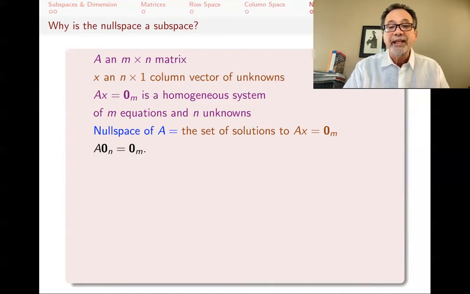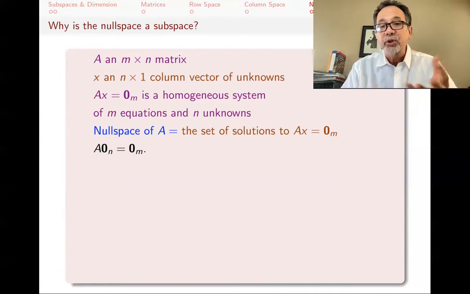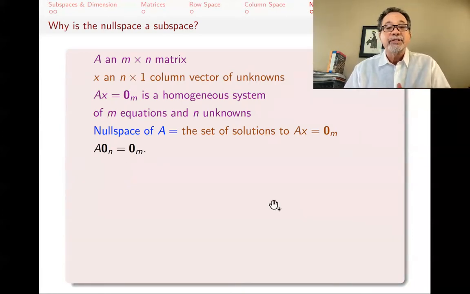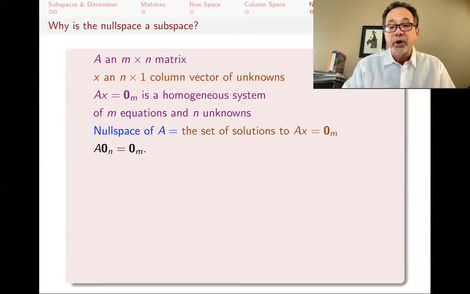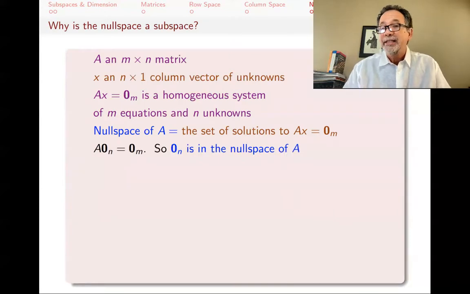Now, how do I prove that it's a subspace? Well, I have to show you that the 0 vector is there. It's closed under addition. It's closed under scalar multiplication. Well, first of all, A times 0, if you take the matrix and multiply it by a column vector of n zeros, you will get the 0. So that tells you that if you plug in 0, you get 0. So 0 is a solution. So 0 is in the null space. If a vector walks in and says, I'm in the null space of A, how do you decide if they're telling the truth? Well, you just take A and multiply it by that vector.